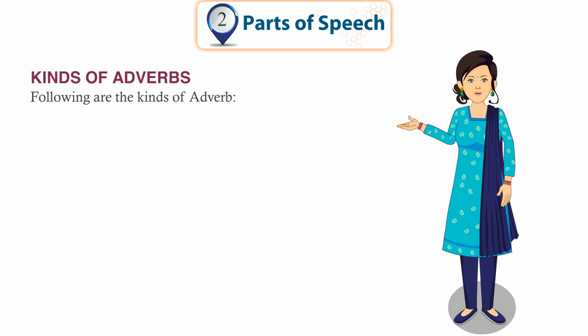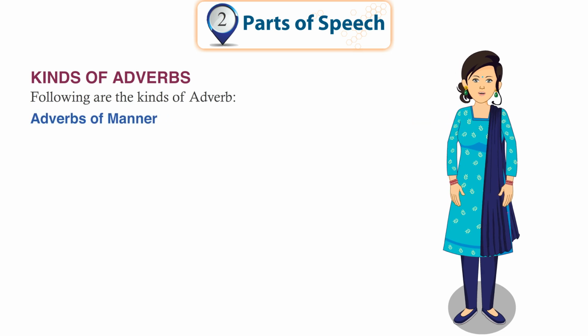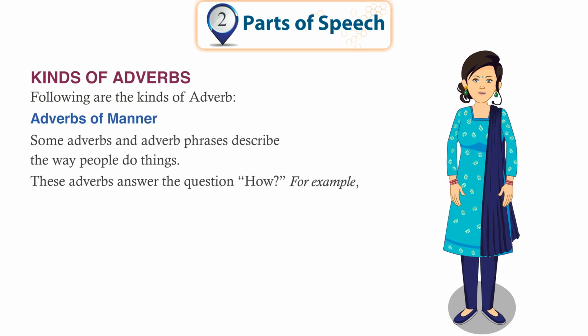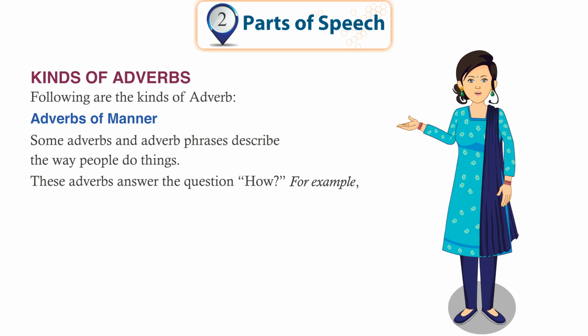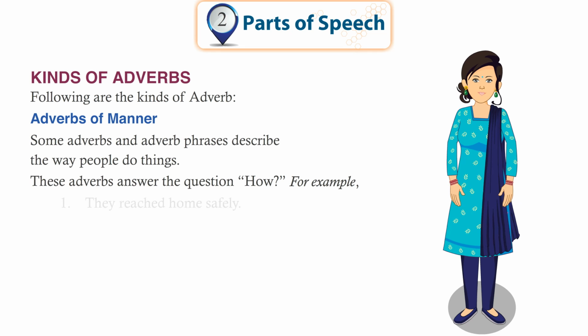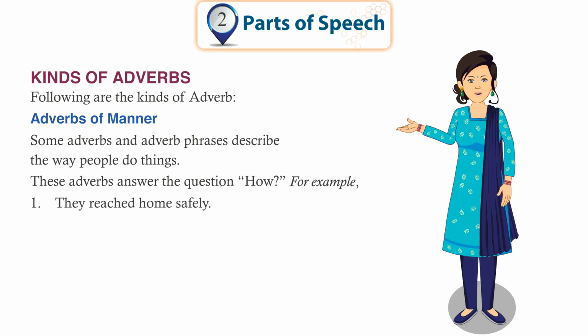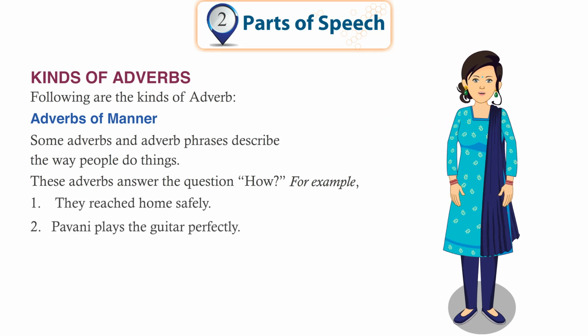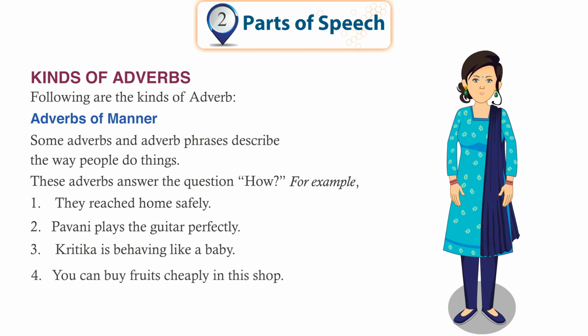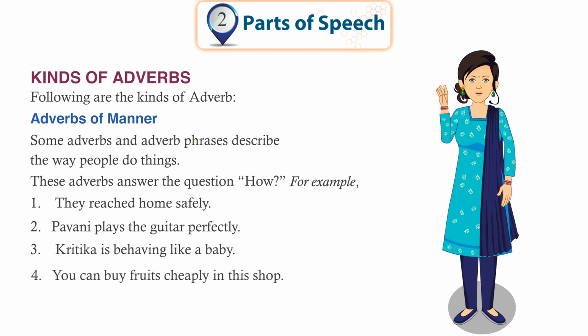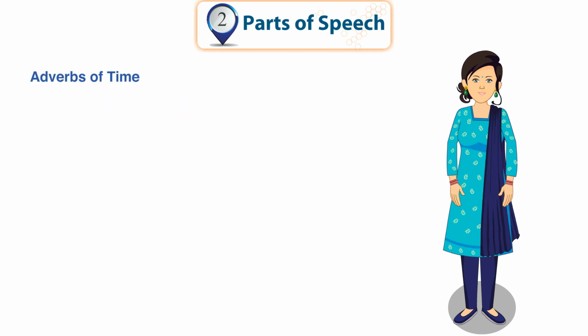Following are the kinds of adverb. Adverbs of manner. Some adverbs and adverb phrases describe the way people do things. These adverbs answer the question how. For example, they reached home safely. Pavni plays the guitar perfectly. Kritika is behaving like a baby. You can buy fruits cheaply in this shop.